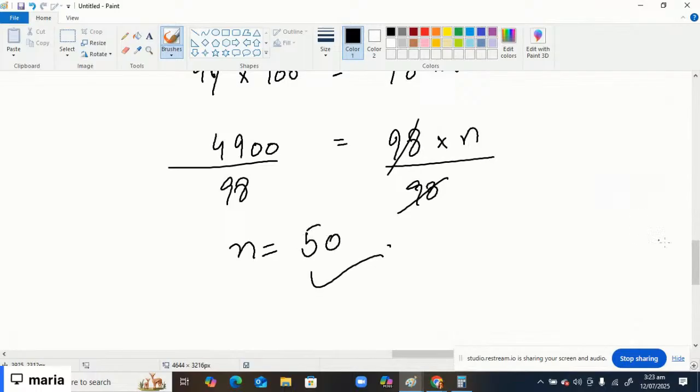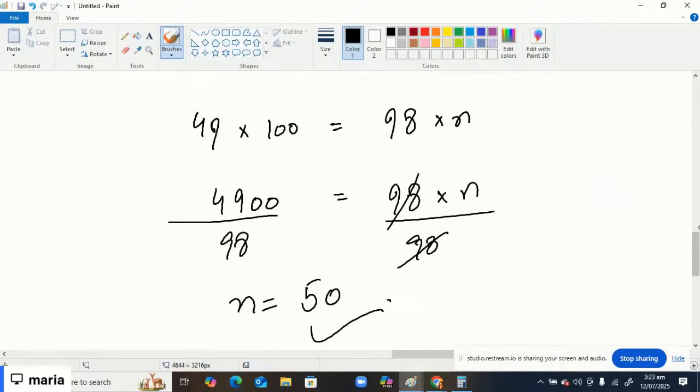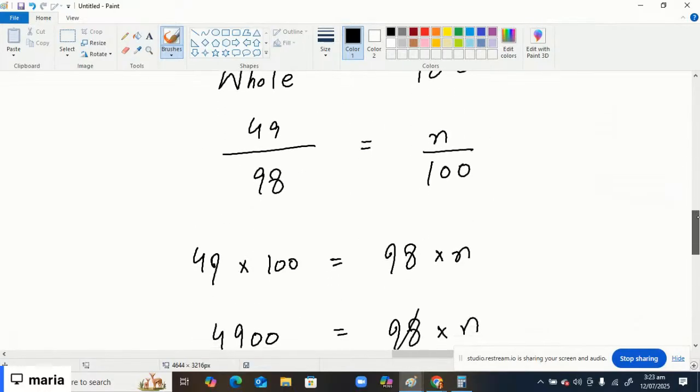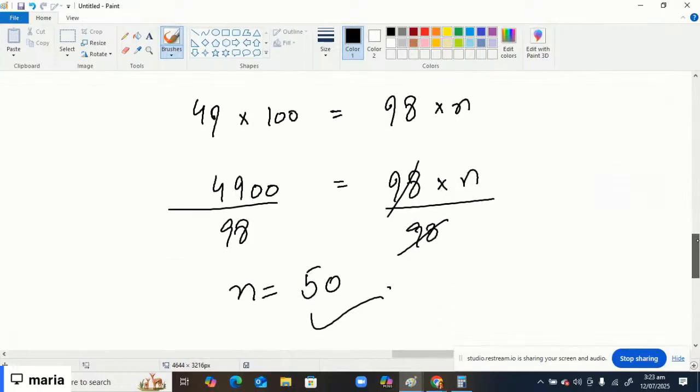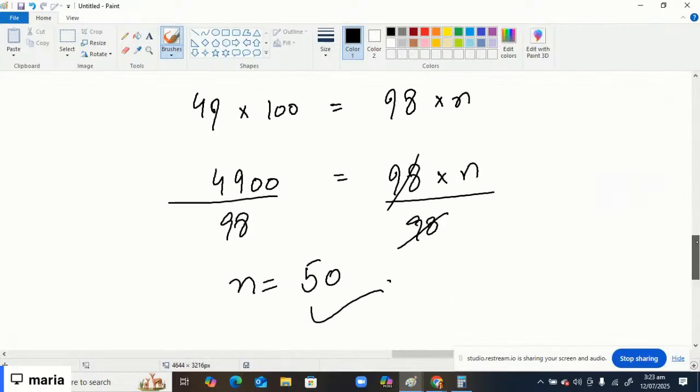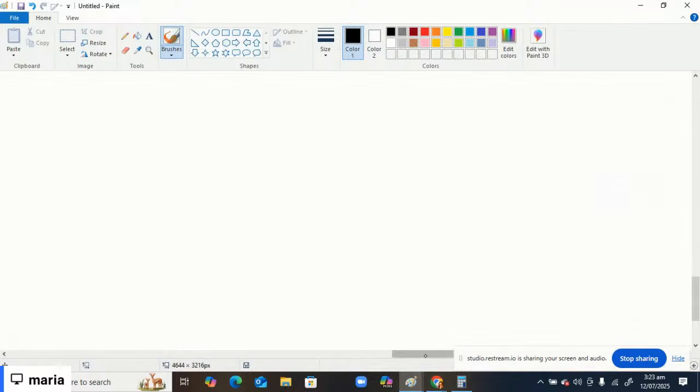Understand? In this way we are going to solve. Part is given, whole is given, and then n over 100, which you are just going to cross multiply and then solve like this. Let's do another question.